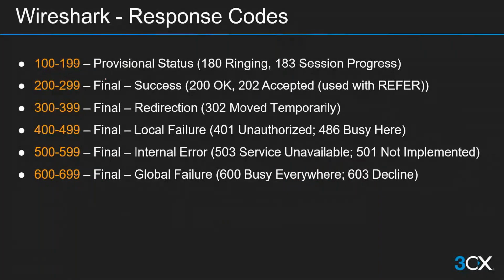Then we have Wireshark response codes. 100 to 199 are provisional statuses: 180 ringing, 183 session progress. 200 to 299 are final statuses like success: 200 is okay, 202 accepted, and so on. 300 to 399 are redirection notifications, for example, moved temporarily. 400 to 499 is local failure: 401 unauthorized, 486 busy here. That's a famous one here.